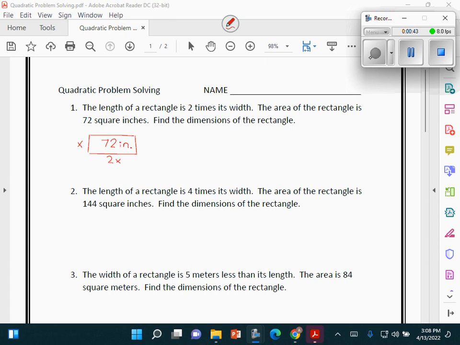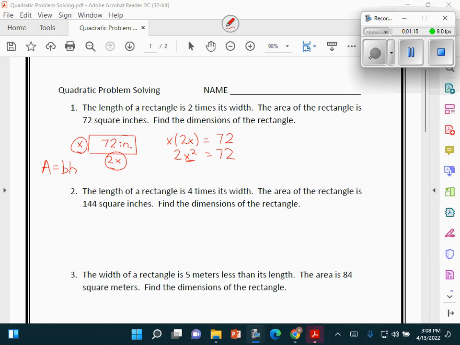Well, we know that the equation to figure out the area for a rectangle is base times height. So here we have the base and the height. So we can do the base times the height, and that equals the area of a rectangle. Well, x times 2x is 2x squared. Now we have a quadratic equation because here you see the x squared. That makes it quadratic.